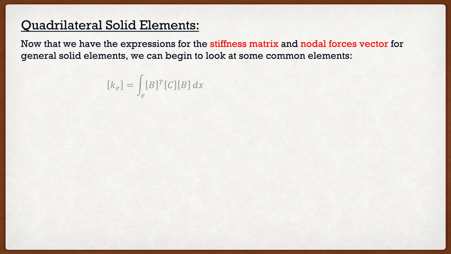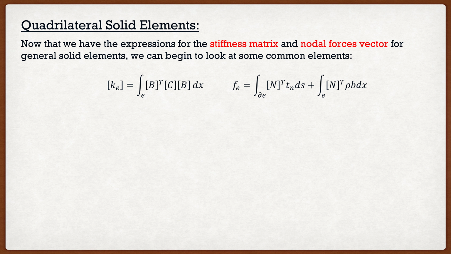So recall that for general solid elements, we have the following formula for the stiffness matrix, where it's B transpose multiplied by C multiplied by B, and then integrated over the element. And we had a nodal forces vector, which is going to be N transpose times our traction vector Tn, integrated over the surface at which that traction vector acts, plus N transpose multiplied by rho B, and then integrated over the element. This is essentially accounting for distributed loads, as well as factors such as gravity.